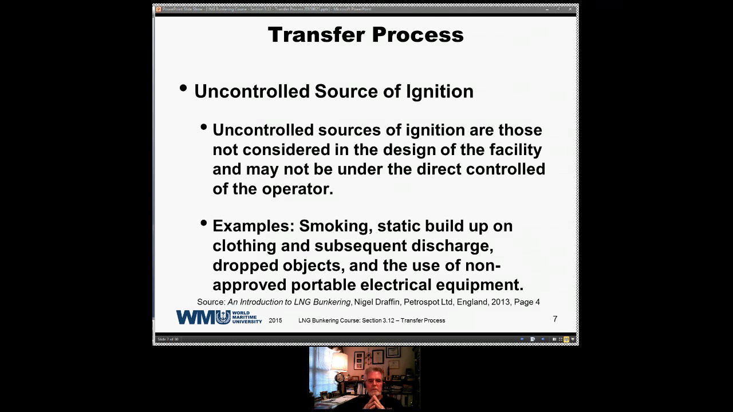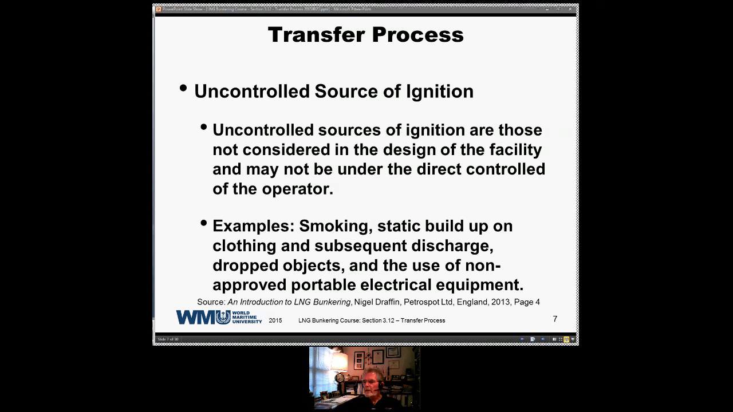So usually the clothing that's worn on board a vessel by the people involved in the cargo transfer of LNG is of such a material that you're not going to build up this static discharge. Dropped objects. You have to be very careful about this. Most of the tools that are used are non-sparking tools. Actually, all of them should be non-sparking tools, so that if a tool is dropped and it hits metal on metal, you're not going to get a spark.